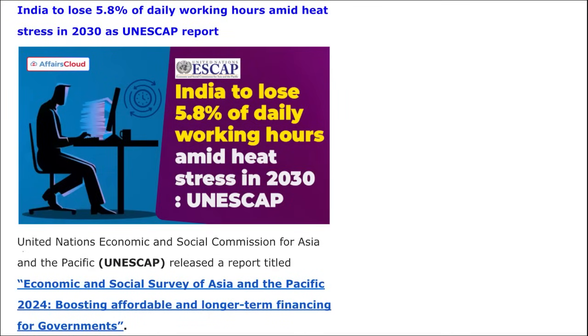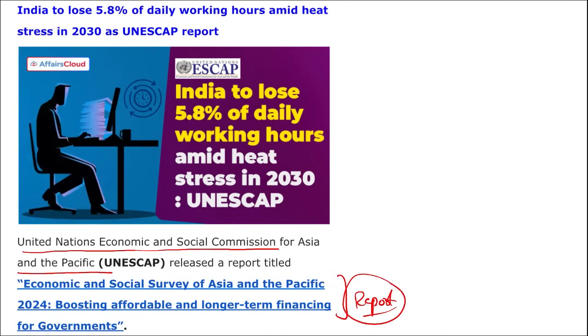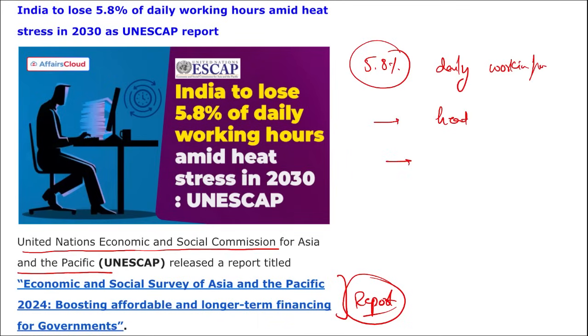Next is data released by the United Nations Economic and Social Commission for Asia and the Pacific, and this is the report they released. Here they stated that India will be losing almost 5.8% of the daily working hours, and this is because of the heat that we will be facing, correct, by 2030. By the year 2030, because of the heat stress, because of the temperature that will be rising, the Indian population will be losing close to 5.8% of the daily working hours, because it will be a very high temperature and it will become difficult for the workers to conduct their operations.